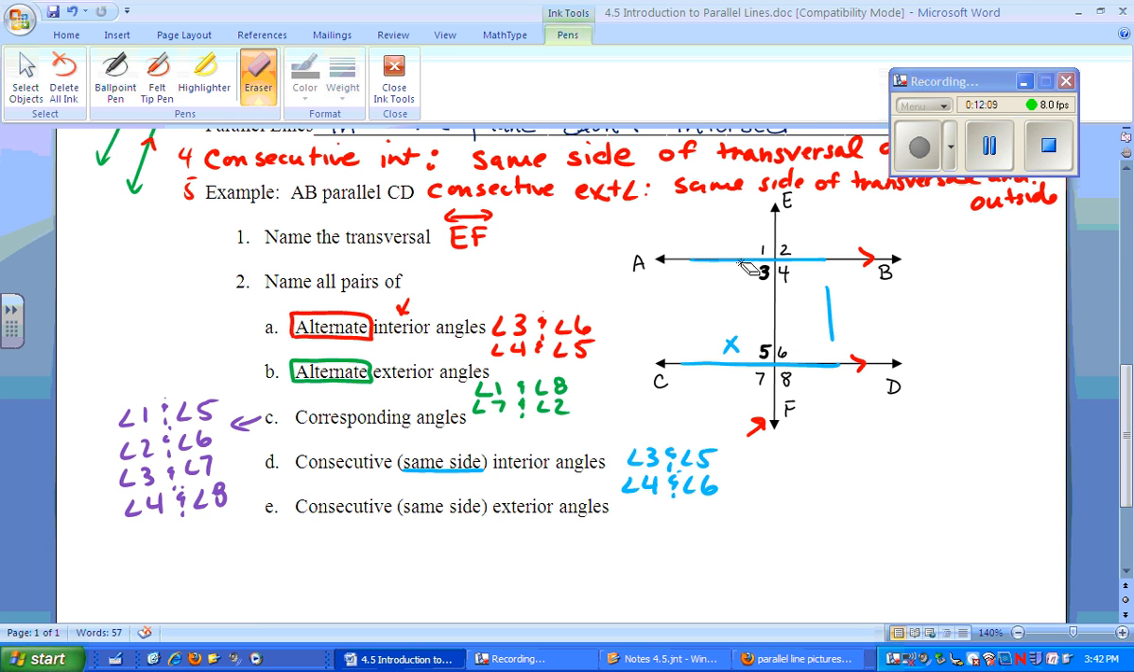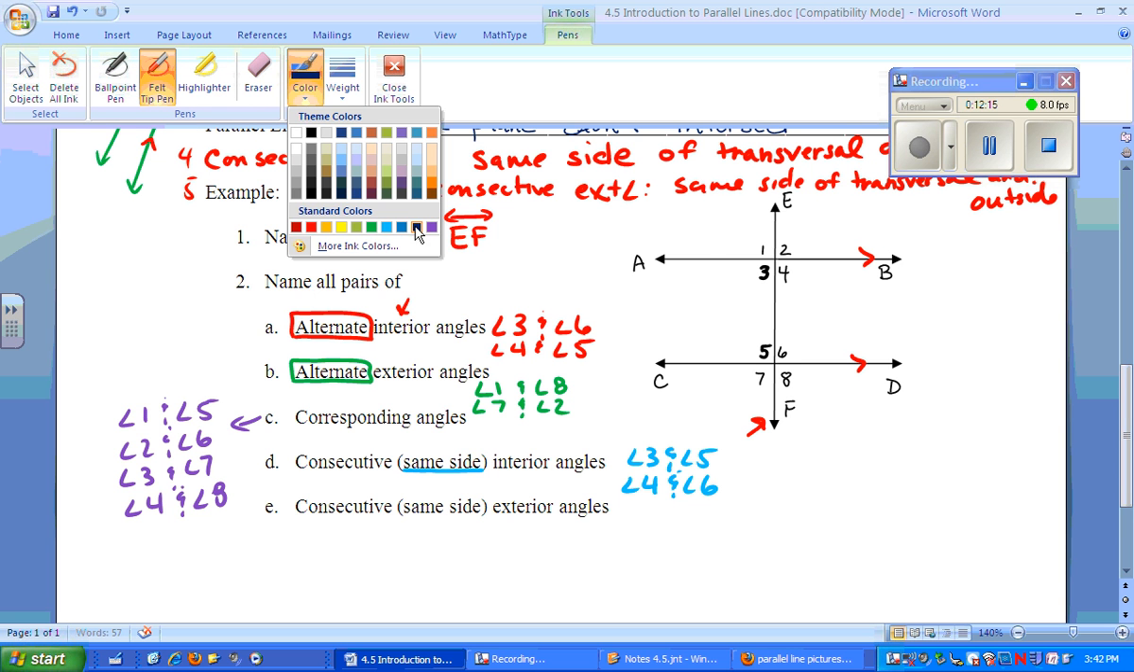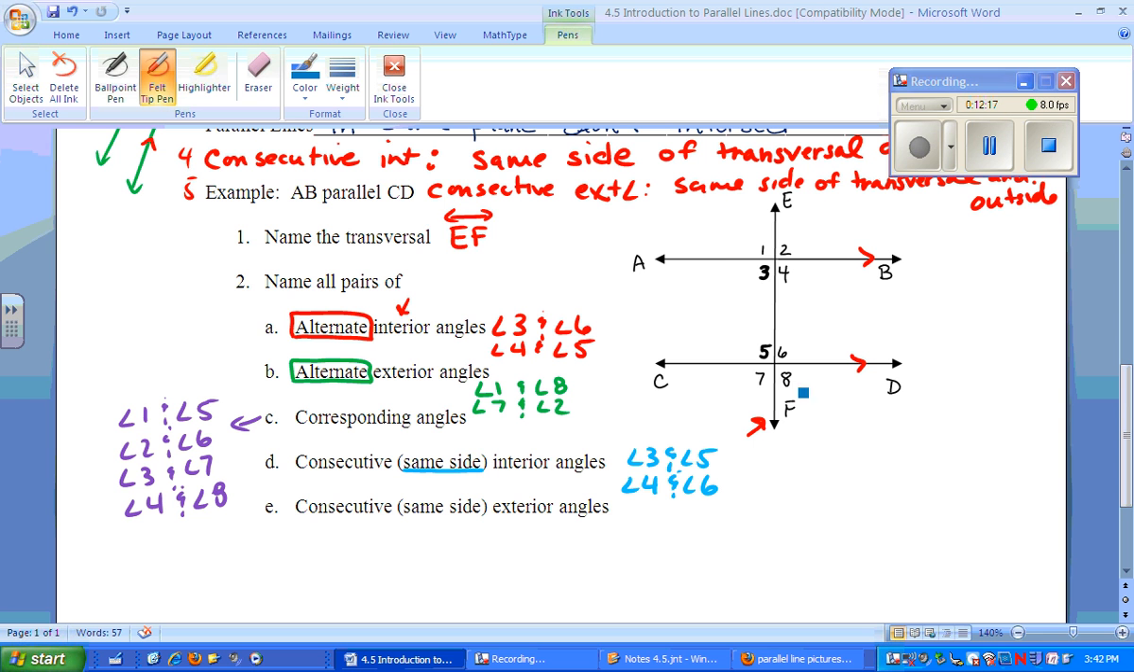Finishing it up, last thing we have, consecutive exterior. And if you haven't figured it out yet, or turned me off, you will know the outside is here and here, and we want the same side. Picking 1, you're picking 7.